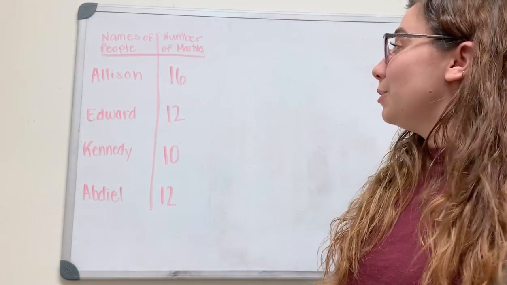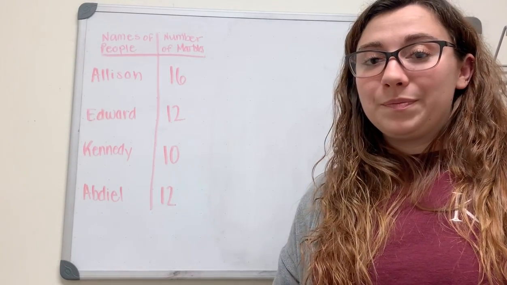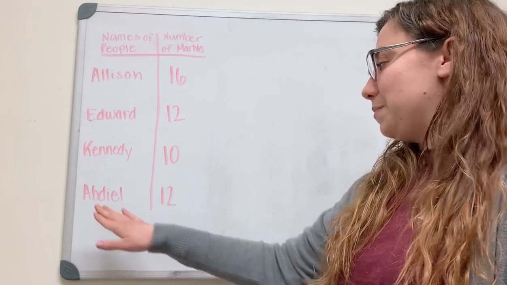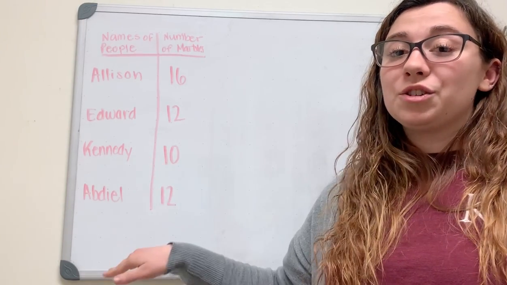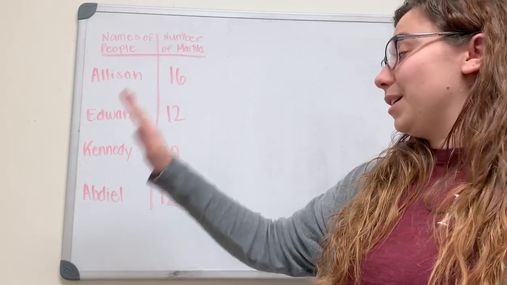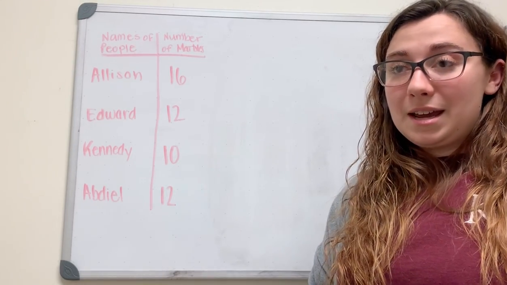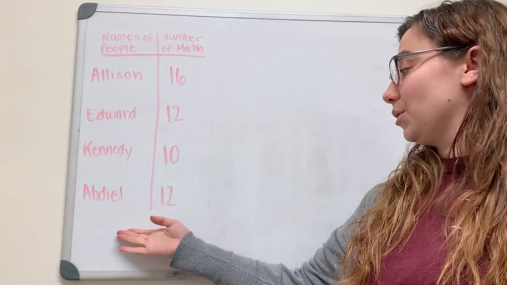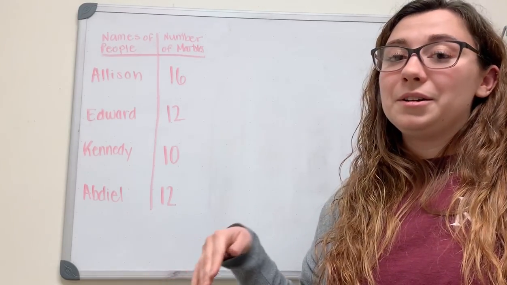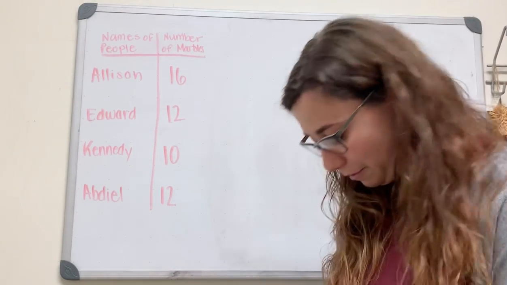So remember, we took a word problem, took the data out of it, made a T-chart. Then from the T-chart we made a bar graph. Then from the T-chart we made a line graph. And now today, from the T-chart, we are going to make a pie graph.